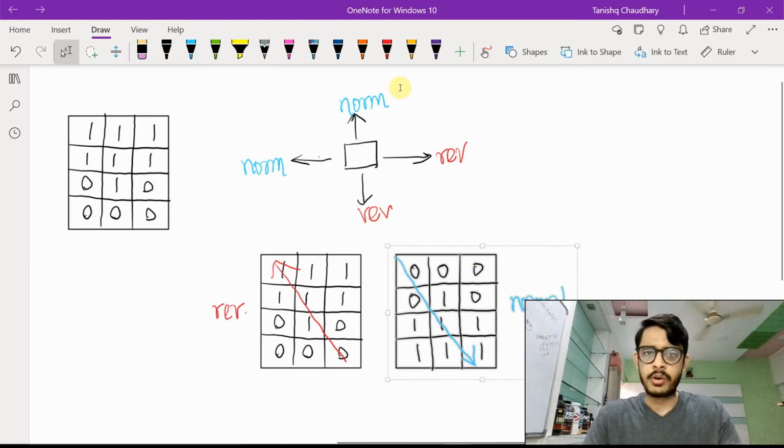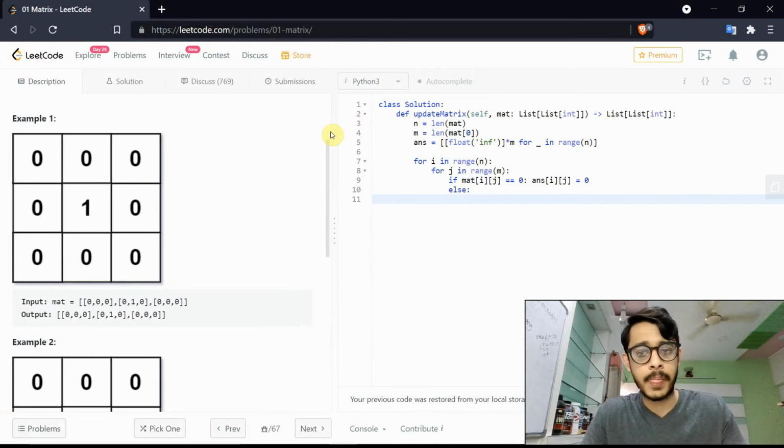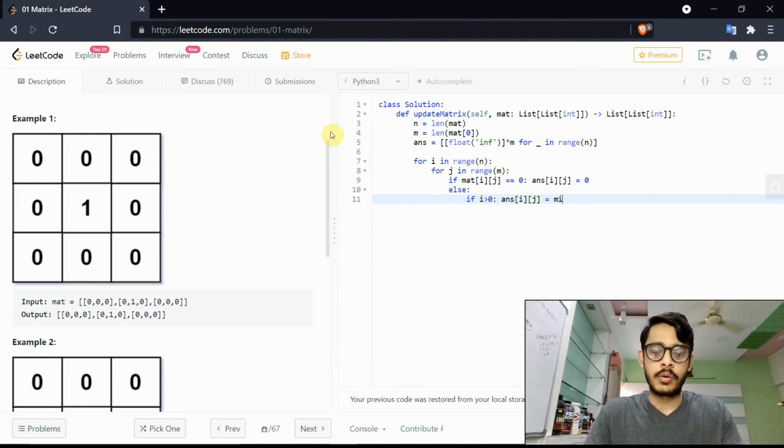But again, you don't consider all of the neighbors, because in the normal case, you only need to consider what's at the top and to the left. So if i is greater than 0, which means you can do i-1, you can try to get the minimum of ans[i][j] and ans[i-1][j], because you're looking at the topmost cell with the same j, and you'll add 1 to it.